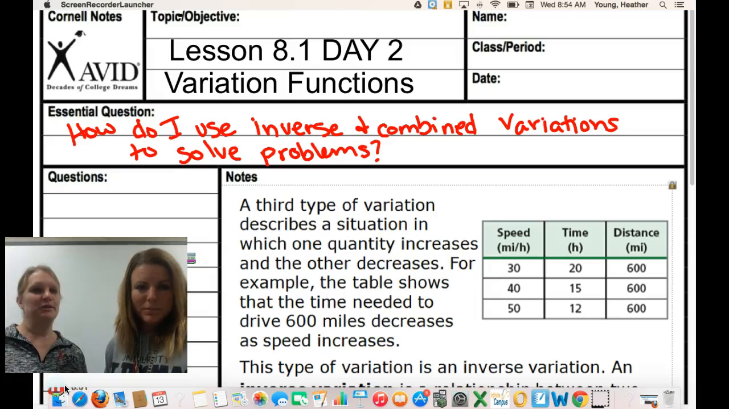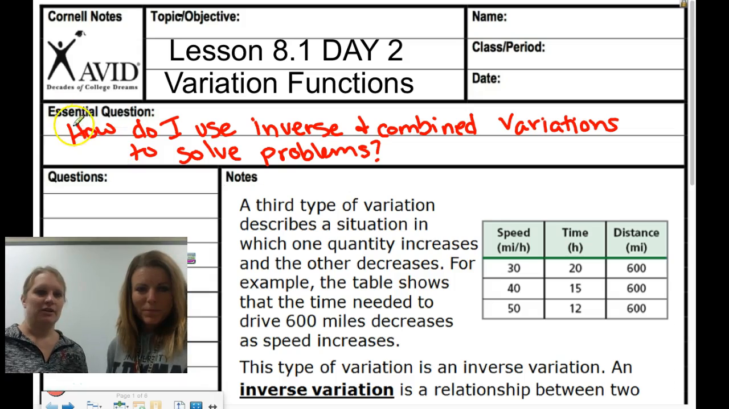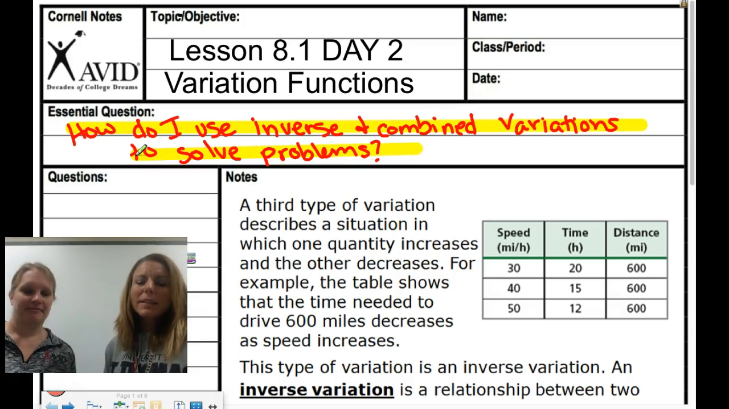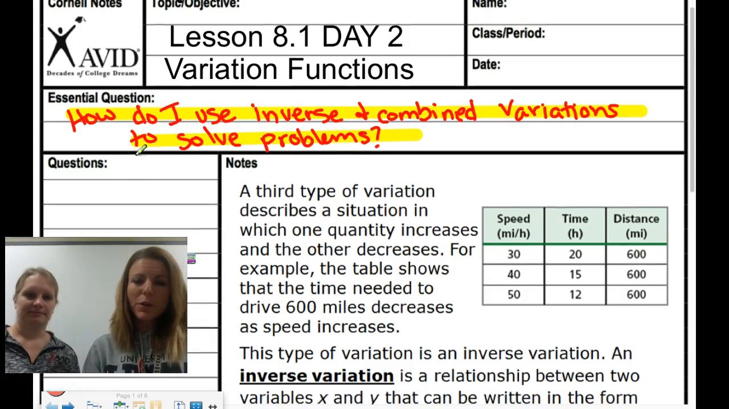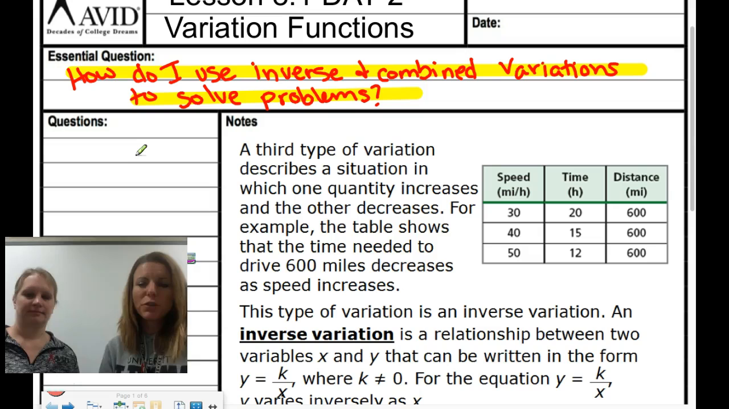All right, so this is day 2 of variation functions. Our essential question is, how do I use inverse and combined variations to solve problems? Last lesson, we talked about direct variations. Today, like Ms. Boyd said, we're going to change it up a bit and talk about inverse and combined.